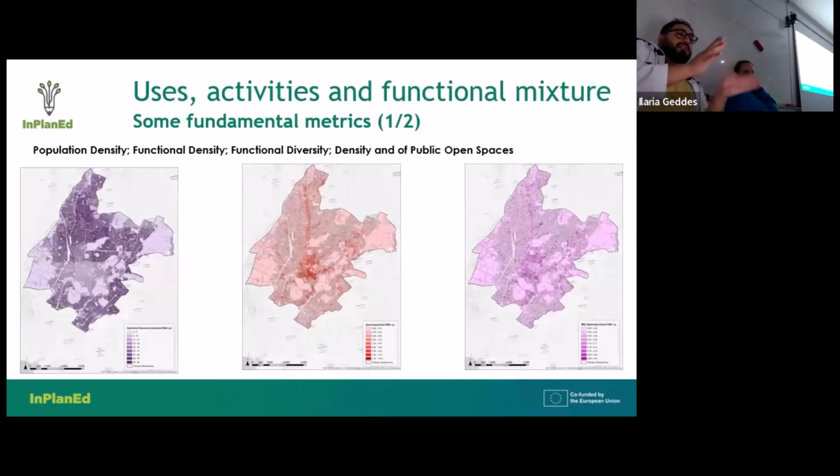So that's some metrics to understand this kind of different representation of the urban space. The population density and the functional density, which are the first two maps, show this complementary image of the city, but also we will see the functional diversity that each block has. We can combine maybe all of them and understand the functional type and the functional form, let's say, of the city.